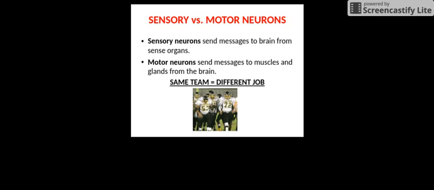And that makes sense because if they were doing both, I think messages would get crossed and it would be a big mess. So same team, they look exactly the same, different job. I think of a football team and the positions on the team. When you look at everybody in the uniform, they all look the same. So the neurons all look the same here, but they have a different job.